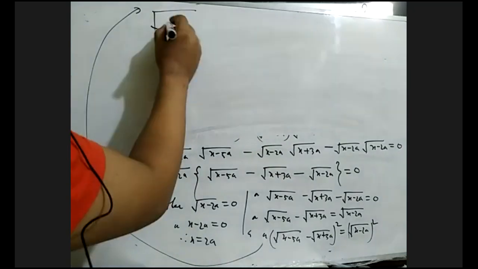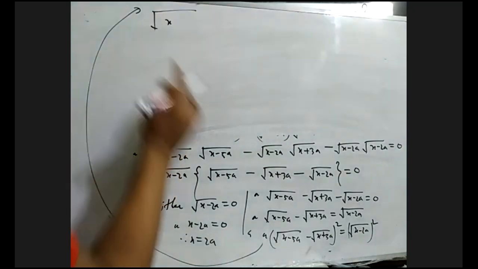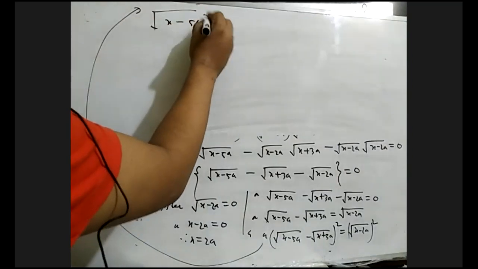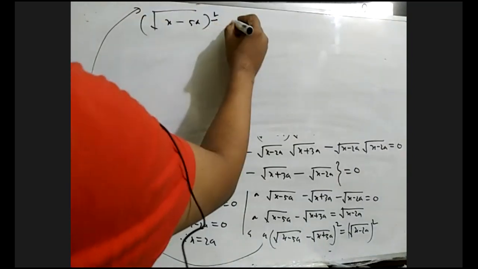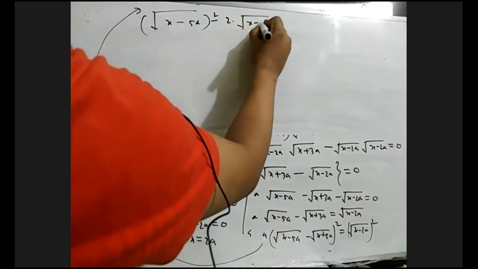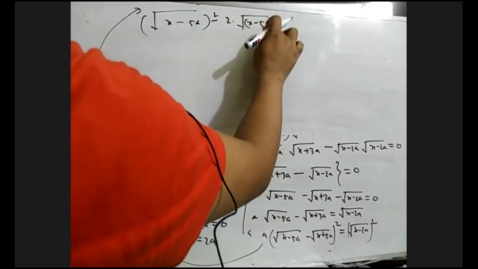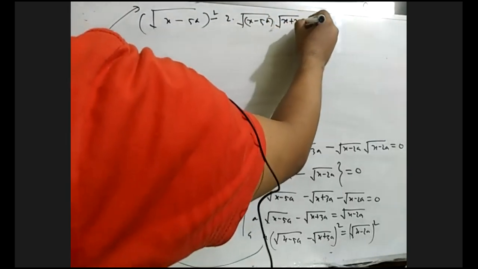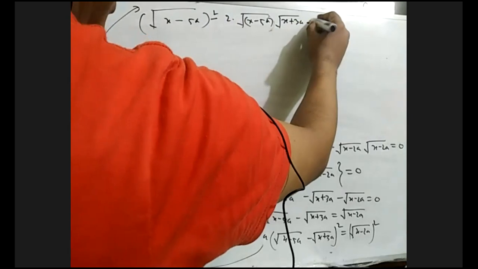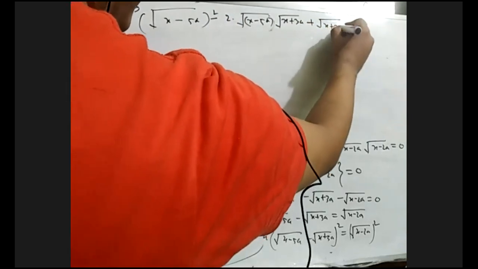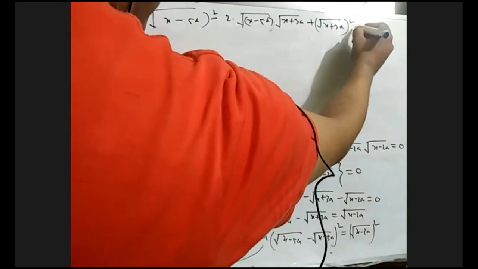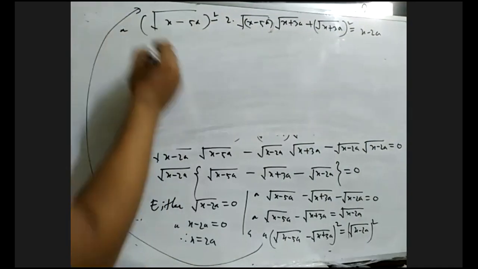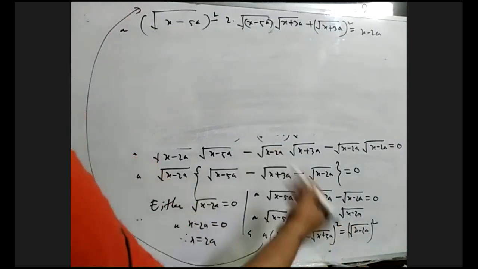Square root over x minus 5a. This is the a minus b whole square formula: (x minus 5a) whole square minus twice into (x minus 5a) into (x plus 3a) plus root over (x plus 3a) whole square equals to what? x minus twice a. So after this line, just squaring on both sides, we get this line.